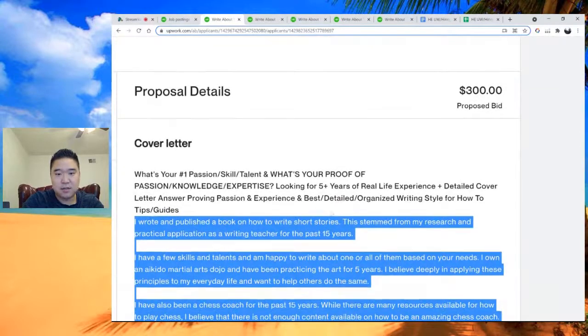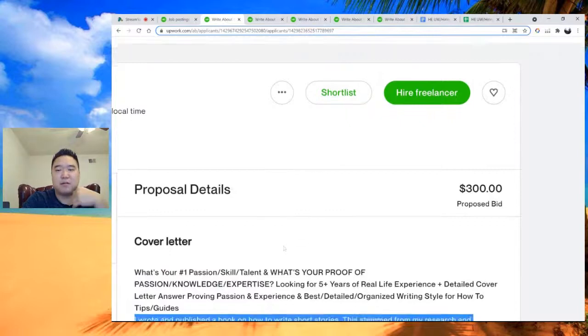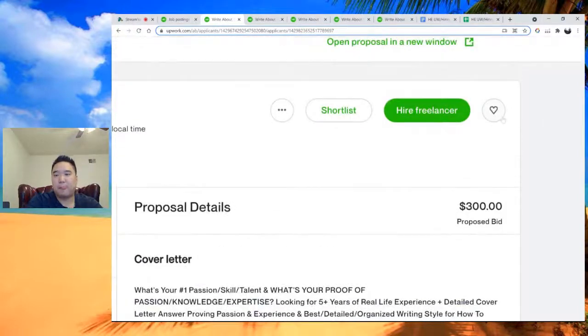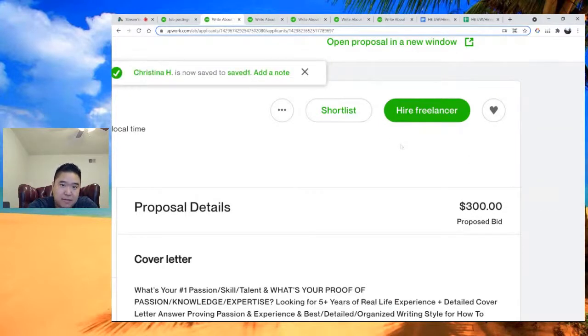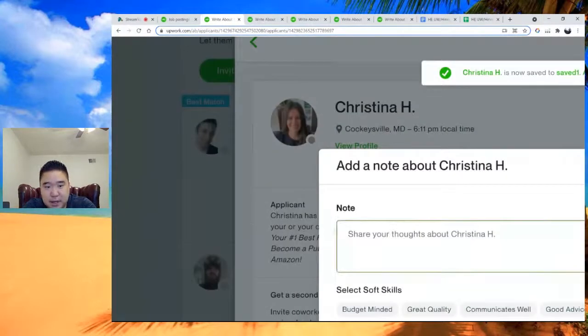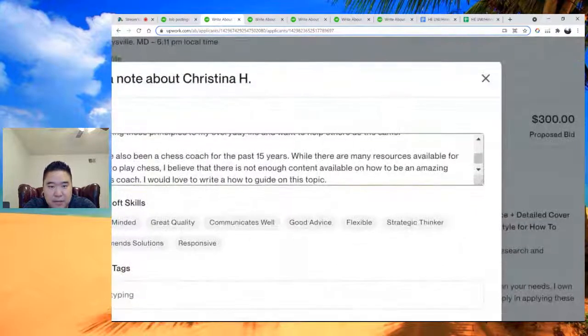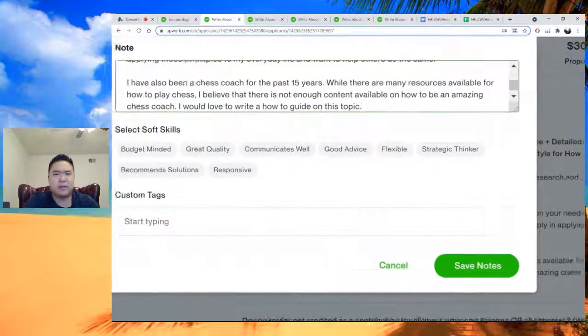After we find somebody we may be interested in, we get the cover letter answers first. Click the heart and choose whatever list you have. Click saved, then click shortlist. Shortlist means thumbs up. Click on the 3 dots and click add a note, then copy and paste the answers. They might be too long. They only allow about 1,000 characters or something like that.